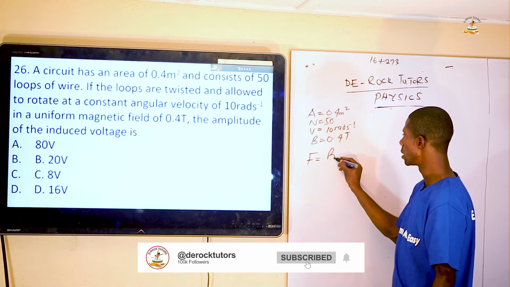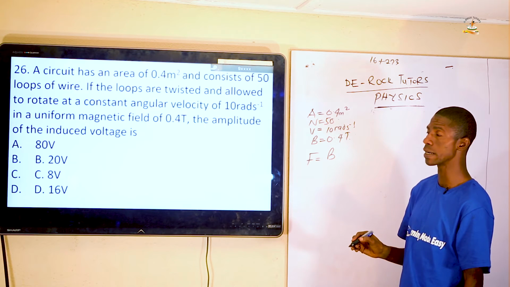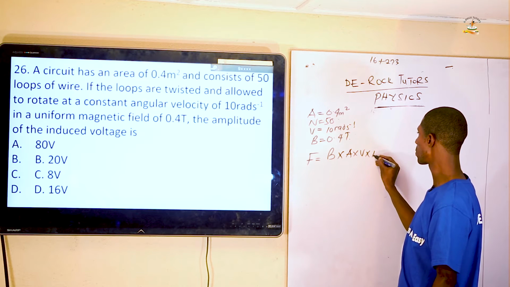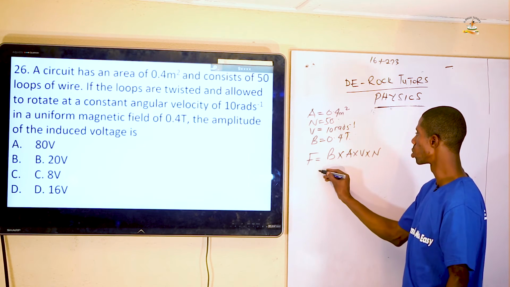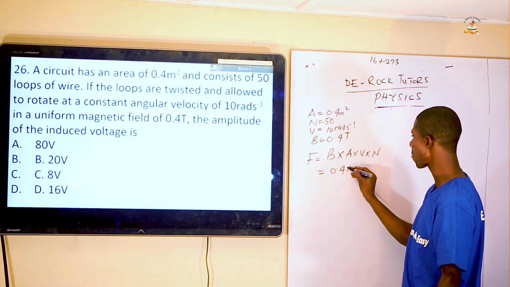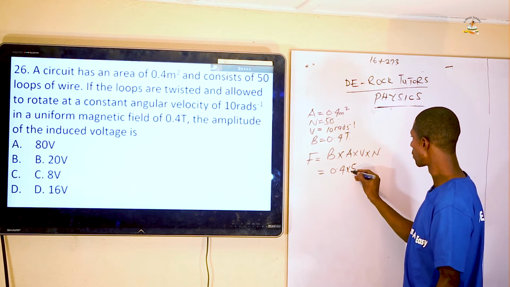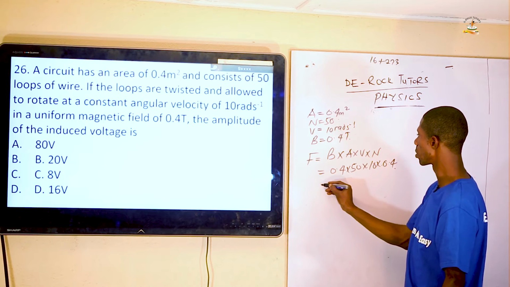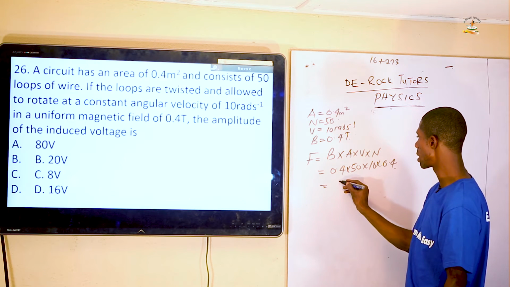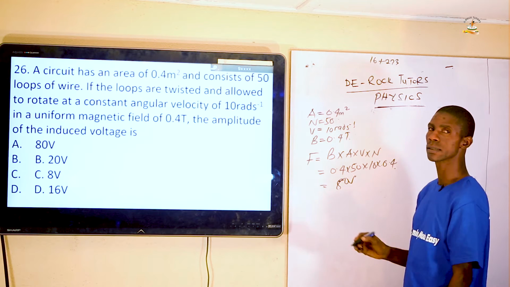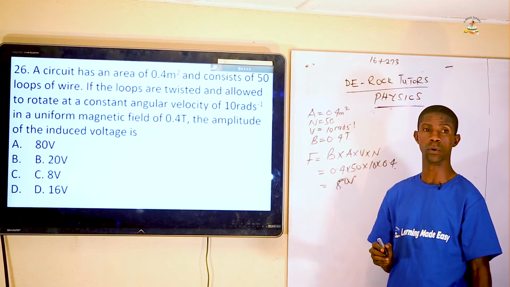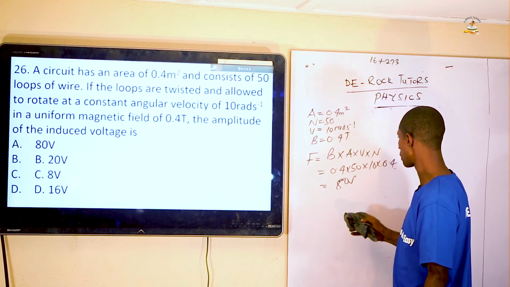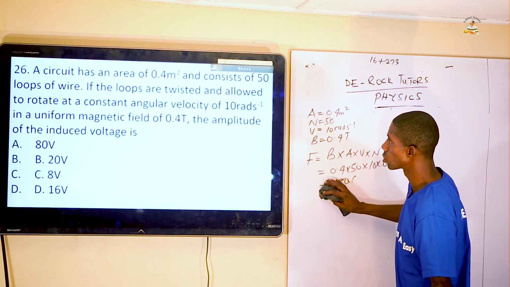And that will give us the product of the magnetic flux density, multiplied by the area, multiplied by the angular velocity, and multiplied by the number of turns. So we have 0.4 multiplied by 50 multiplied by 10, then multiplied by 0.4 again. If you use a calculator and multiply, you get 80 as the answer. So 80 volts, which is option A. So we go to the next question.